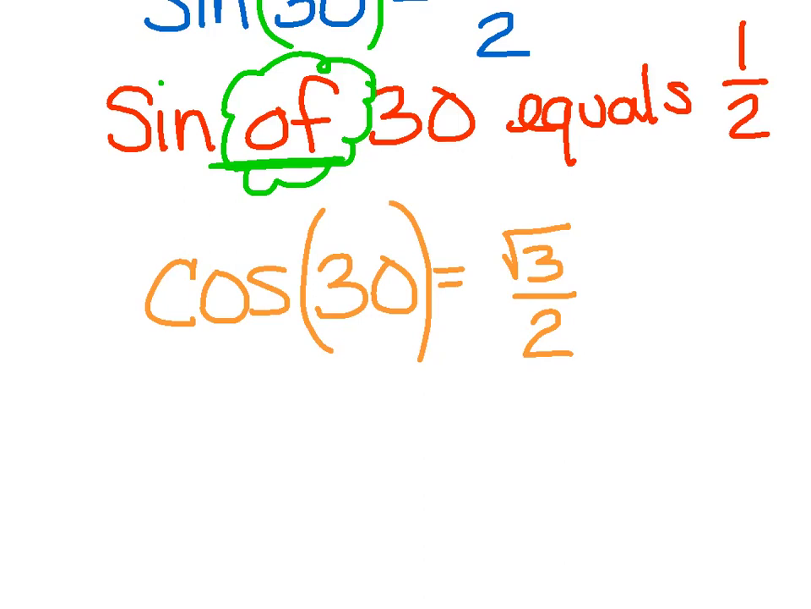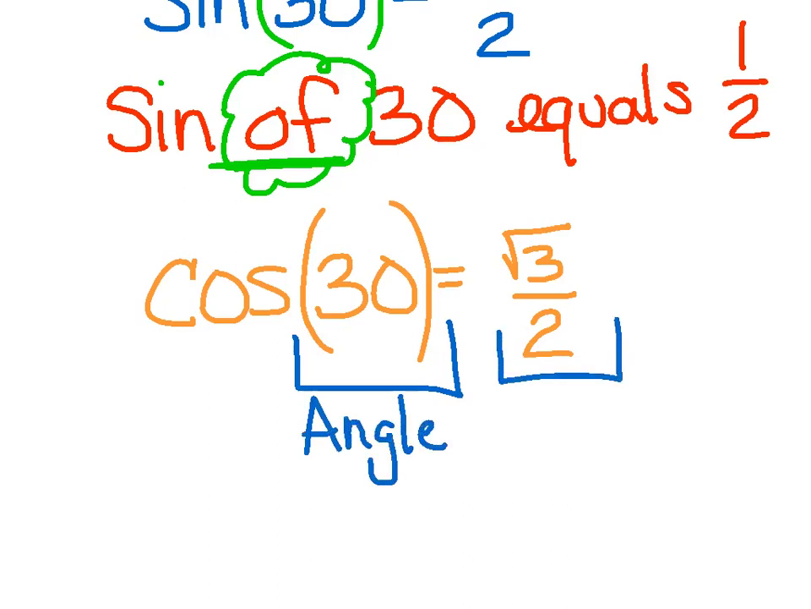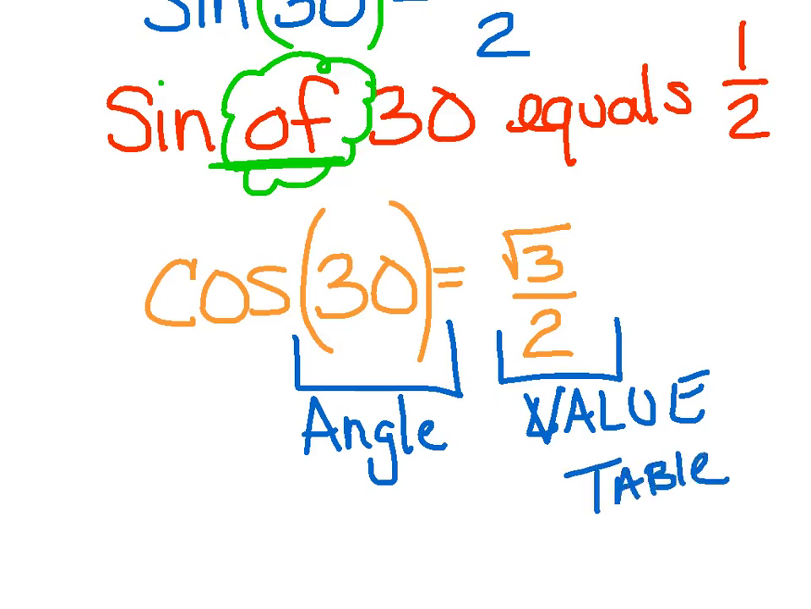Now, another important note before we get started. We want to be very clear, and let's box this in here, that this represents the angle. And this side over here represents the value. Okay, you'll notice that this value is from our table. And this angle here should be in degrees or radians, 30 degrees, pi/6, a degree or a radian.